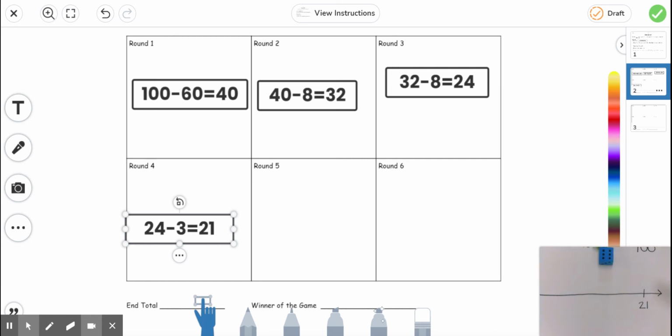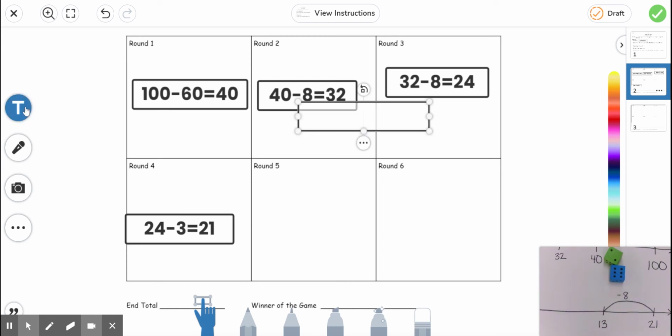All right, I'm at 21. Now I rolled 8 again. So I'm not going to do minus 8 tens. That would be way too much. I'm just going to do minus 8. So 21 minus 1 would be 20. And then minus 7 would be 13. All right, I've got one more round. I think I'm going to be okay. 21 minus 8 equals 13.